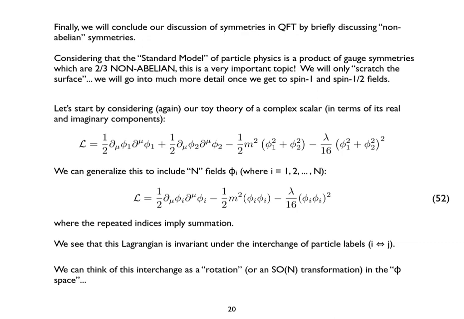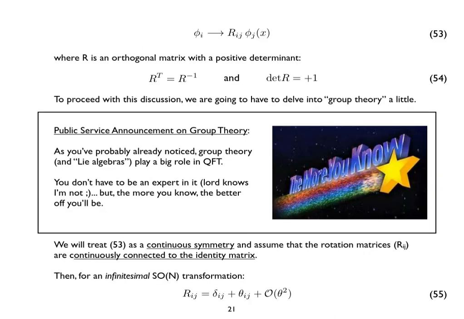And the symmetry, it turns out, is nothing but a rotation symmetry, right? You can think of these phi's as making up the components of a vector. And so this type of transformation, where we're interchanging labels, is basically a rotation in this n-dimensional space. So we're doing an SO(N) transformation, which is just a rotation. We can write this in a more classical way, introducing our rotation matrices, and we know those are orthogonal matrices and they have positive determinant.